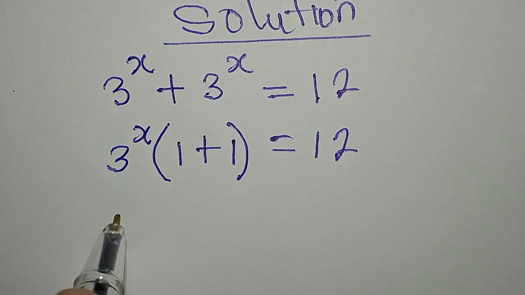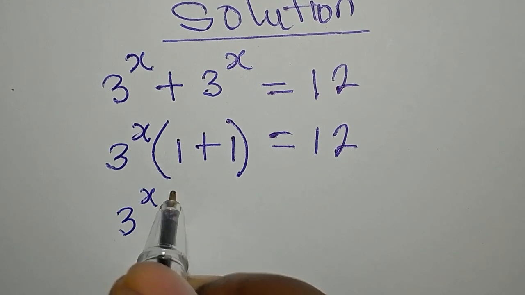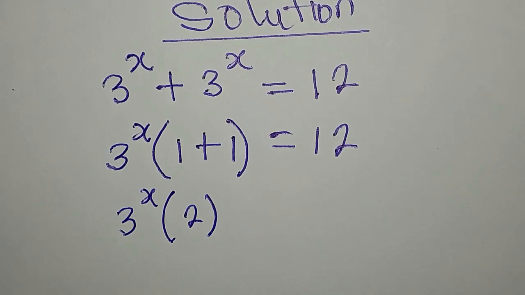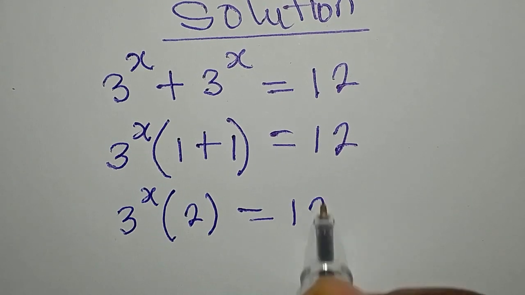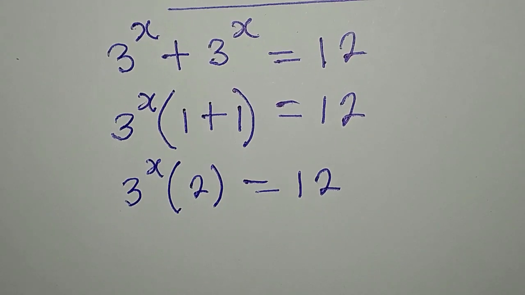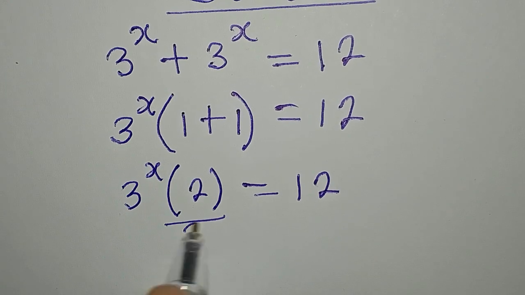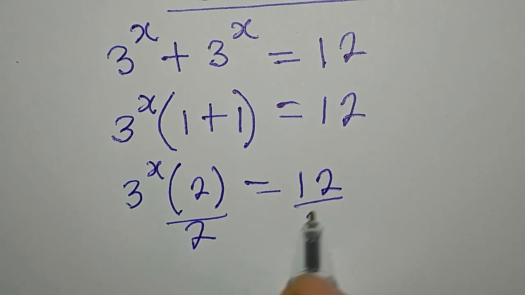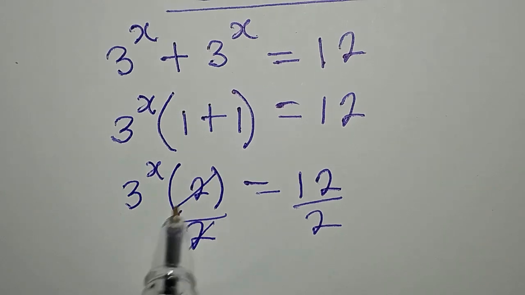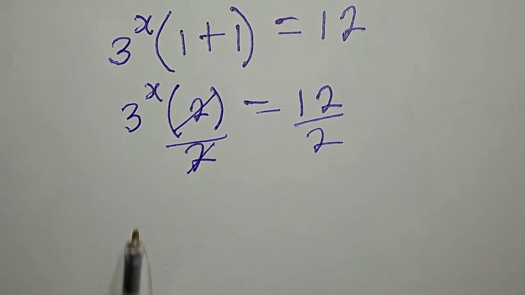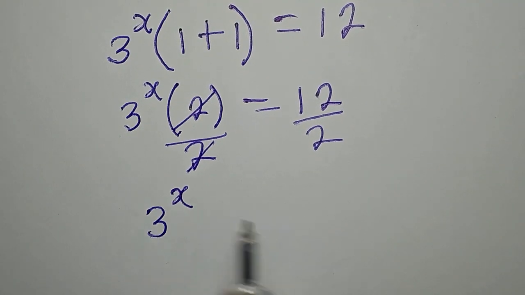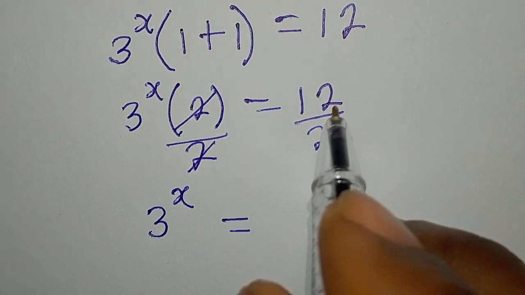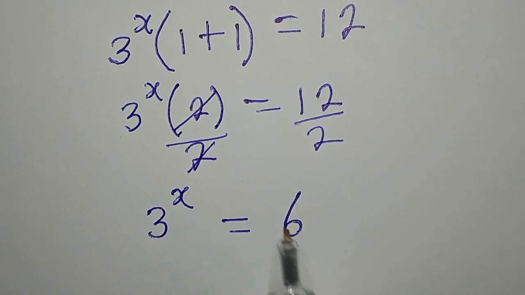Now from here we have 3^x times 2, and that is equal to 12. But then we can decide to divide by 2 and divide this by 2. This can go with this. So we have 3^x equal to 12 divided by 2, and it is 6.